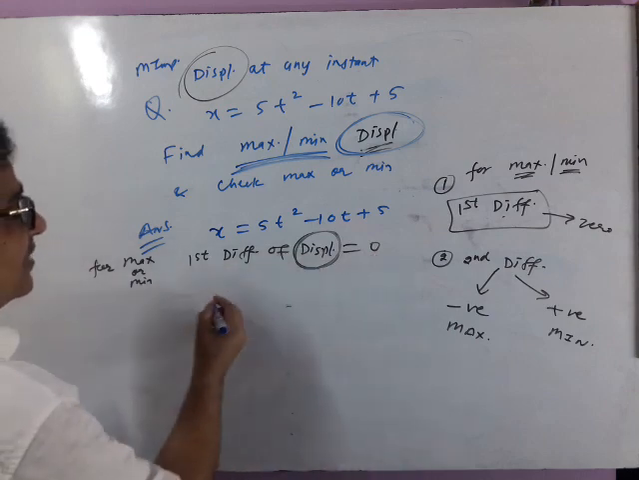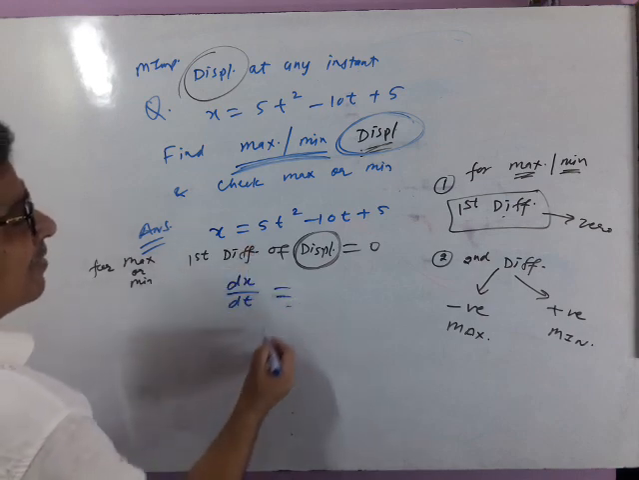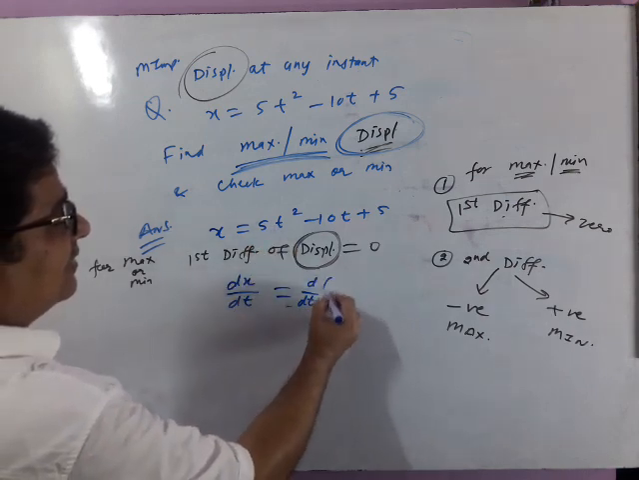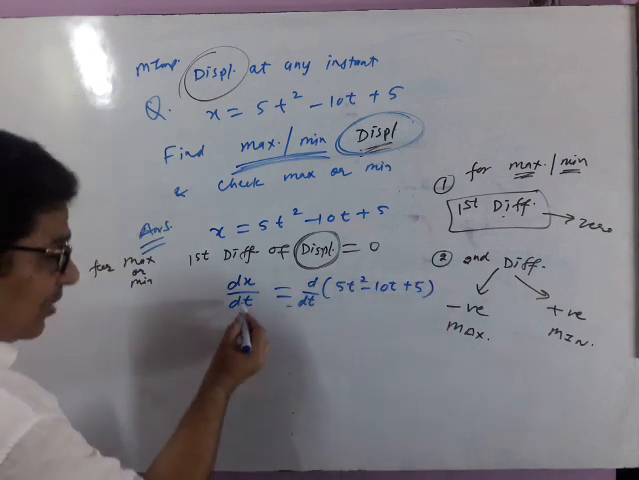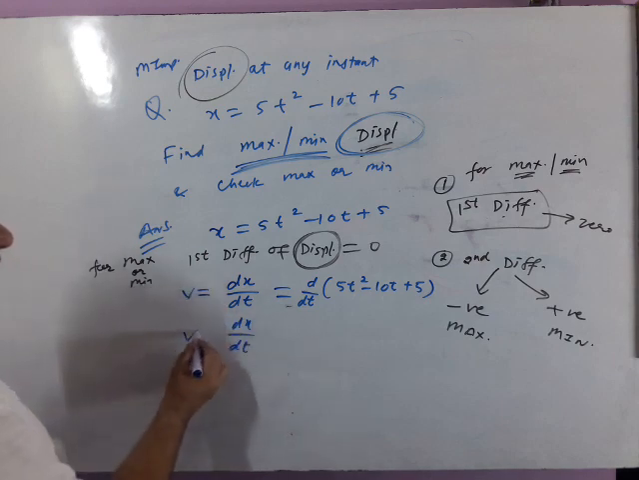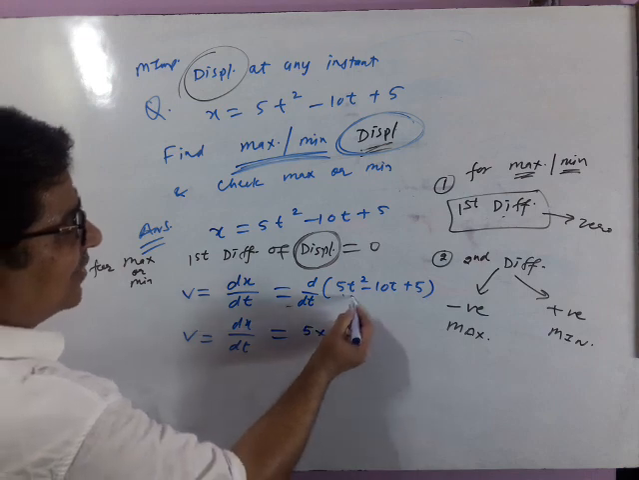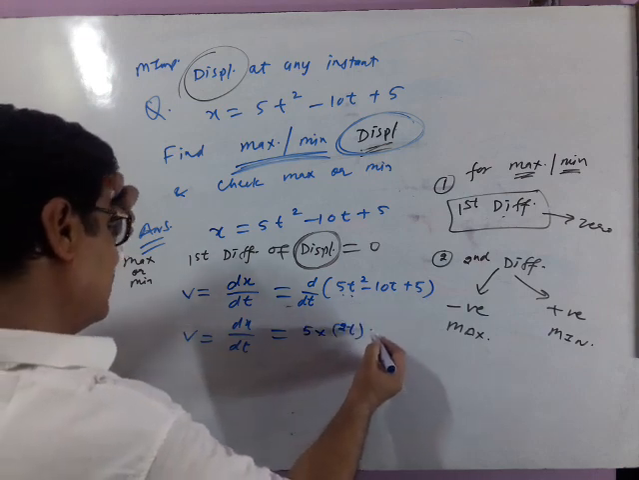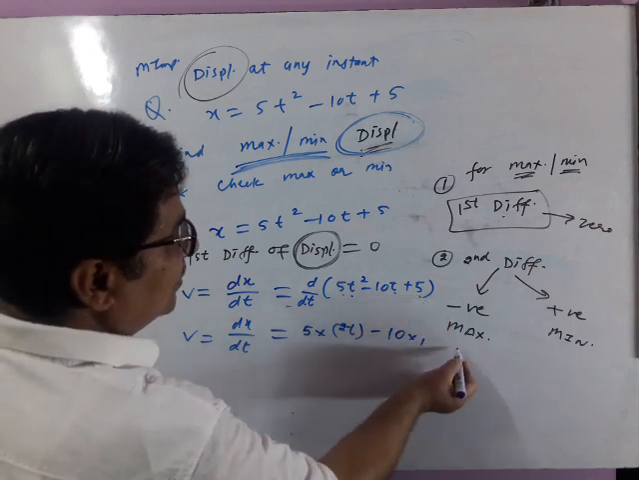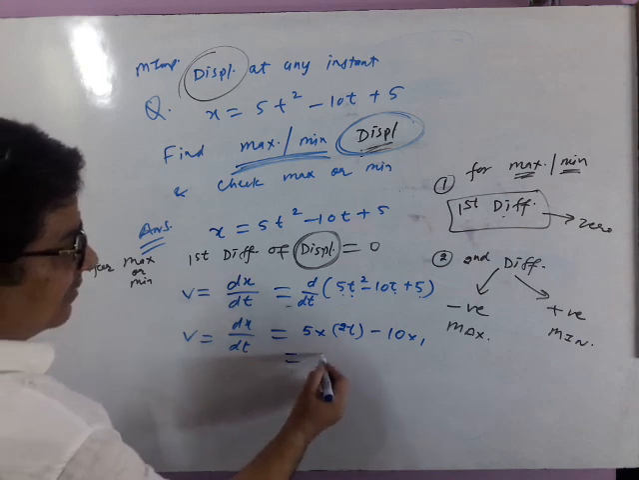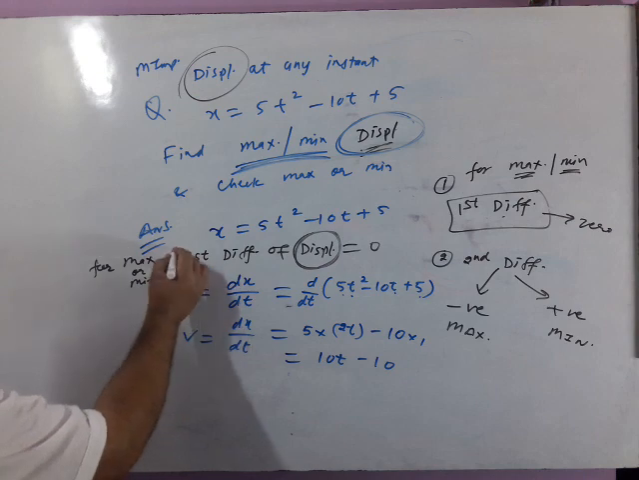You know, differentiation of displacement is velocity, or just find dx/dt. Now differentiate both sides, d/dt of 5t² minus 10t + 5. You know it is velocity. You can write it as velocity or continue with dx/dt. Differentiation of 5t² is 5 into 2t. Minus 10, differentiation of t is 1. Constant 5 has 0 differentiation. So it is 10t minus 10. This is the first differentiation of displacement.